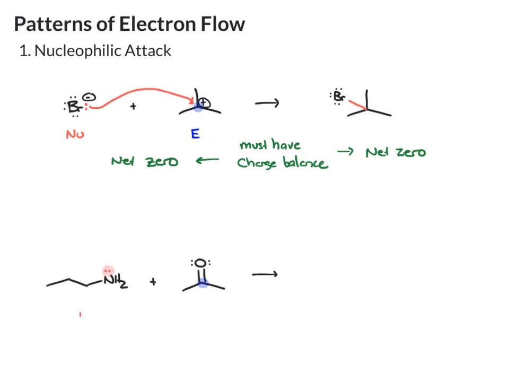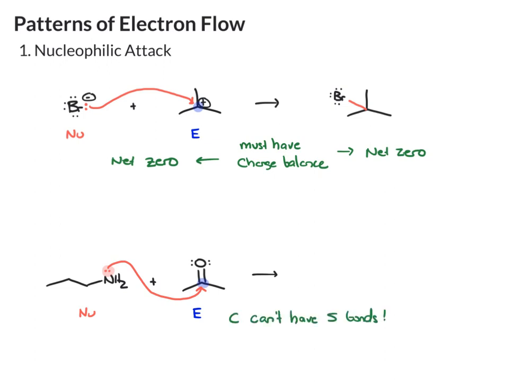So we have our nucleophile and our electrophile. And just like before, put your pencil down on the lone pair, draw a curved arrow to the electrophilic atom. Now what we see here is this carbon already has 4 bonds. It can't have 5 bonds.